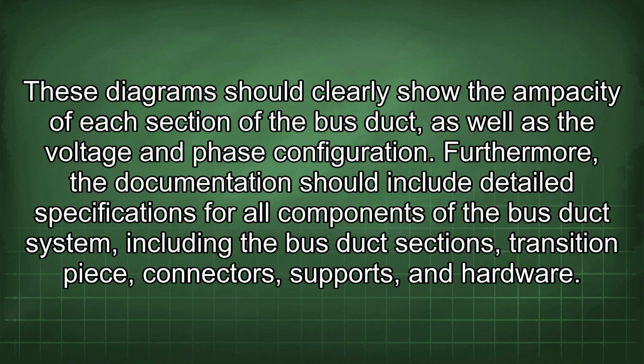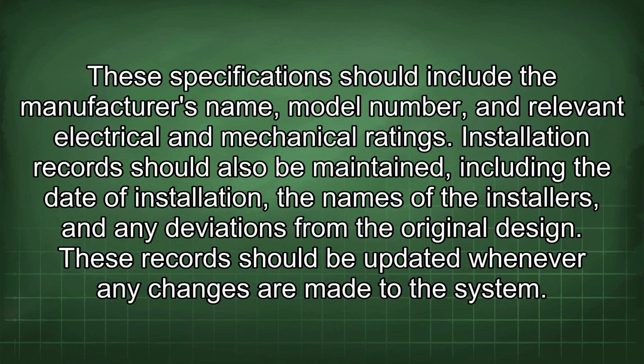These diagrams should clearly show the ampacity of each section of the bus duct, as well as the voltage and phase configuration. Furthermore, the documentation should include detailed specifications for all components of the bus duct system, including the bus duct sections, transition piece, connectors, ports, and hardware. These specifications should include the manufacturer's name, model number, and relevant electrical and mechanical ratings.